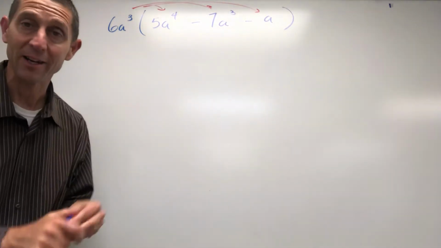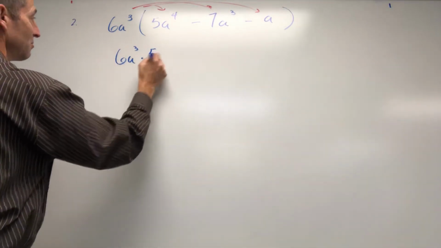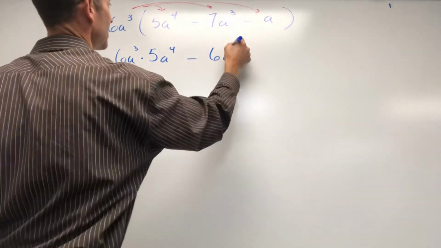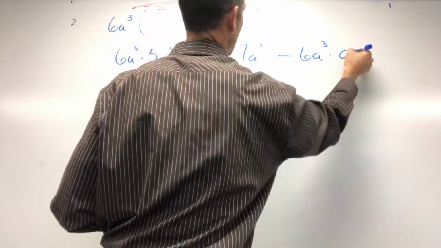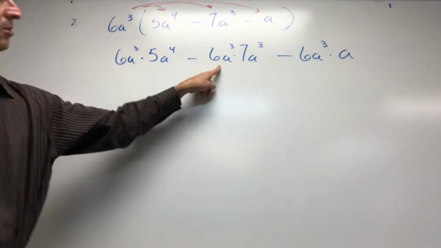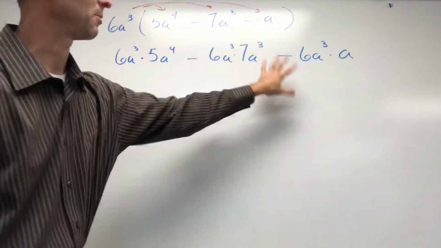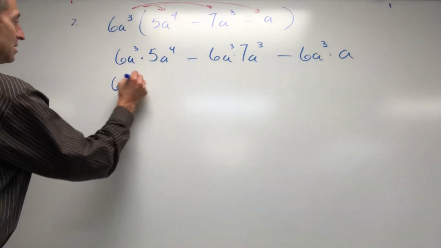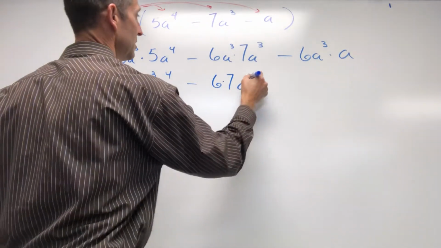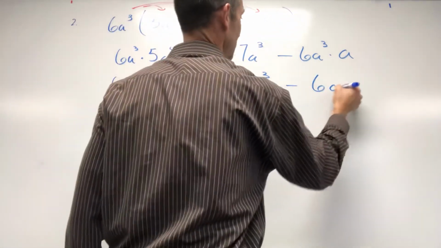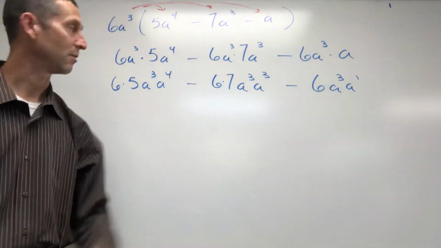So here's a step a lot of you guys are not going to show, but I'll put it in there. So the 6a to the 3rd times 5a to the 4th, 6a to the 3rd times 7a cubed, 6a to the 3rd times a. So your 6a to the 3rd hits 3 times all the way across. Then you've got math problem, math problem, math problem. So here we go. You've got 6 times the 5, a to the 3rd, a to the 4th, 6 times the 7, a to the 3rd, a to the 3rd, 6, a to the 3rd, a to the 1st. So you got to clean it up, clean it up, clean it up, get our final answers.